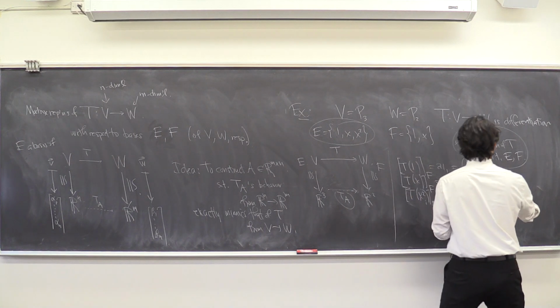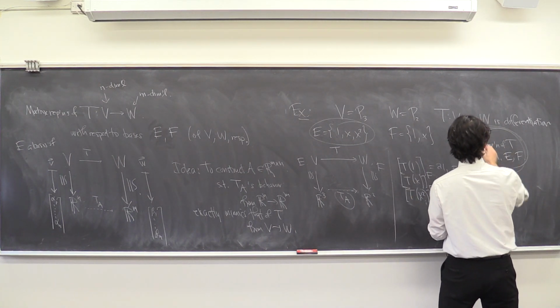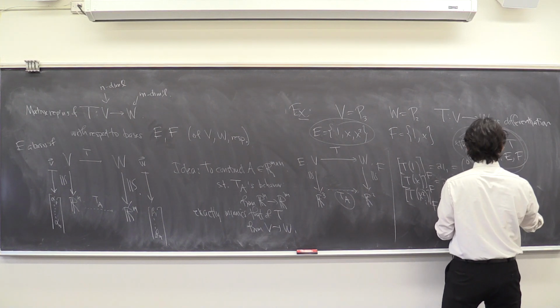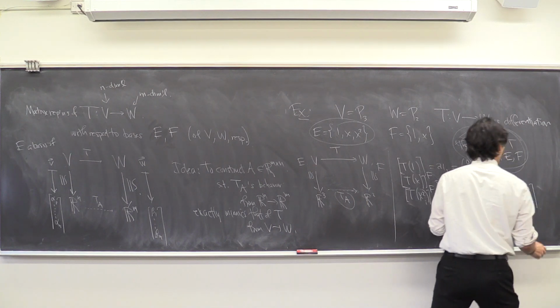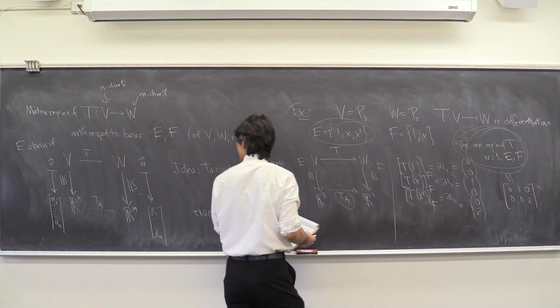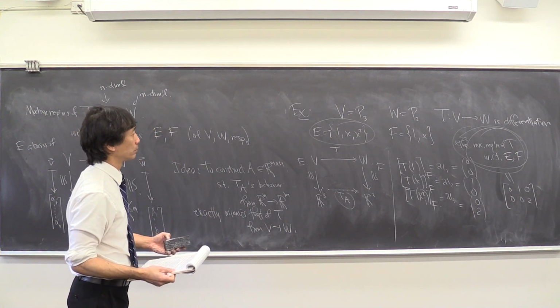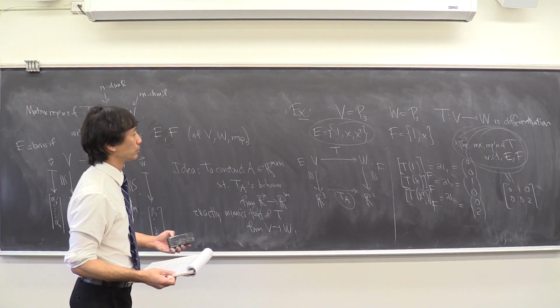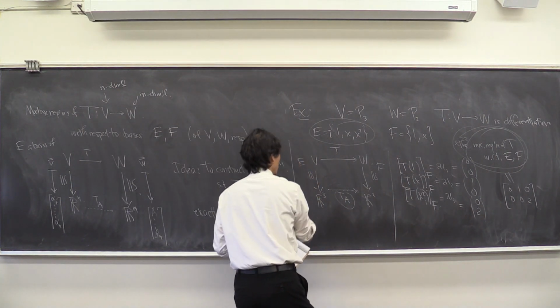So the matrix representation of T with respect to E and F is going to be this matrix: 0, 0, 1, 0, 0, 2. Okay, so now let's see that it does.